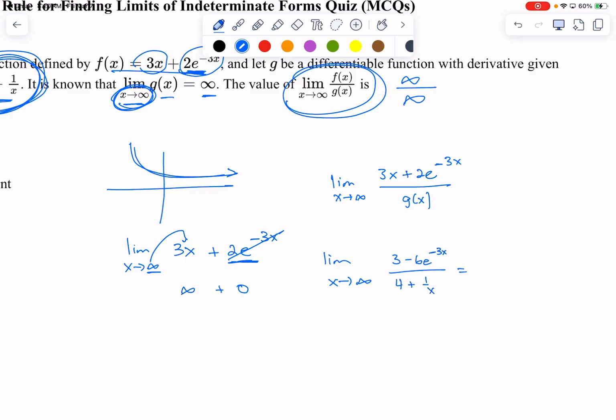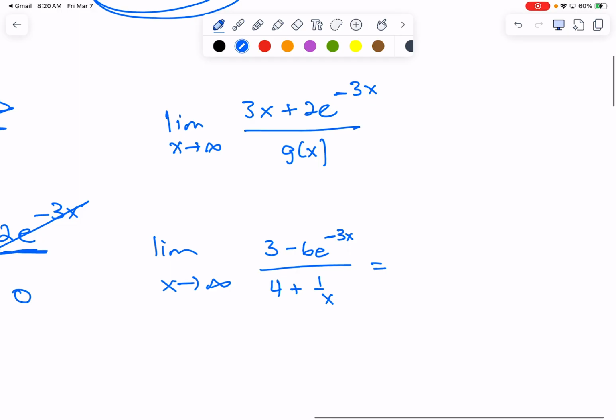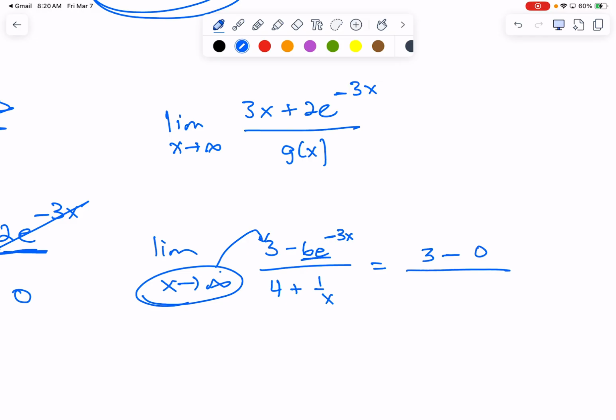I think this is pointless. I'll tell you why in a minute. Because when you do the derivative of this, you can do the derivative term by term on top. So when you do the limit, you can just use limit properties. What's the limit of a constant? So that's 3 minus, what's the limit of the e curve? 0. Over, what's the limit of a constant? Constant.